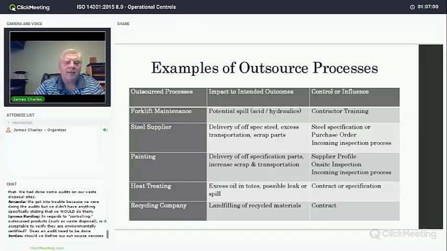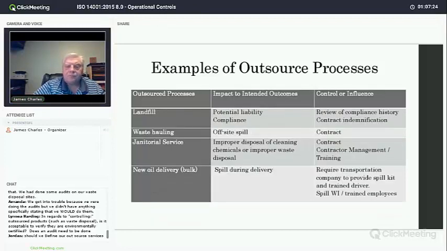Heat treating. Excess oil in the totes creates a possible leak or spill. We could address that in our contract specifications or purchase order for that service. A recycling company could find that our recyclables, there's no market for it, and they could have to landfill what we perceive as recycled materials. That could be addressed in our contract with them.